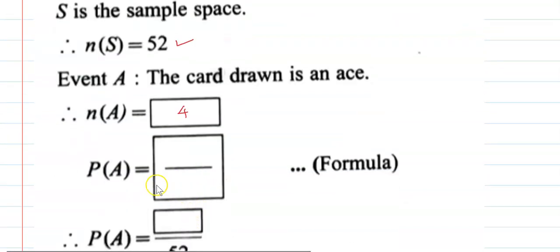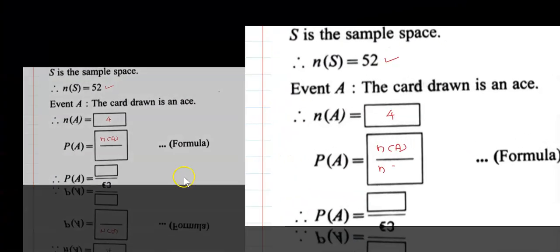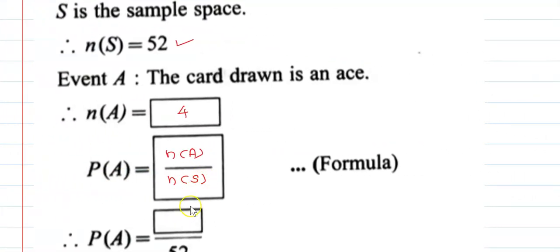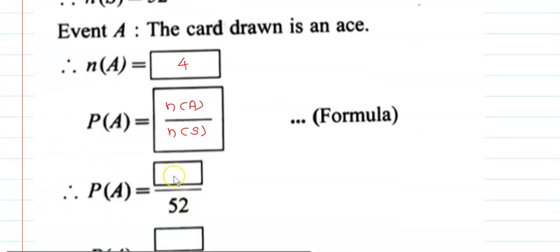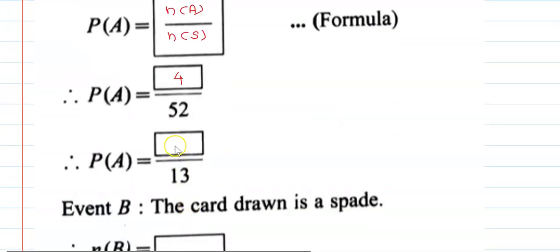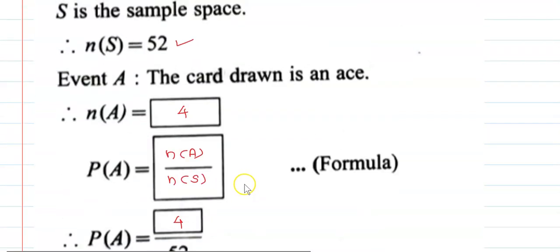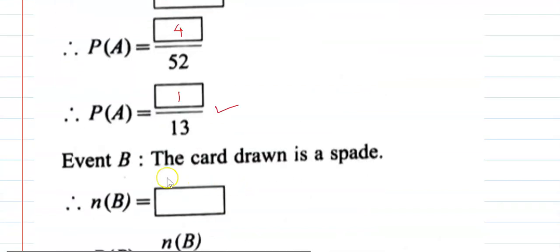And therefore, the probability P of A is n of A upon n of S. This is the formula. n of A is 4, so 4 upon 52, and if you simplify, then you will get 1 upon 13. This is the probability of drawing an ace card. Event B, the card drawn is a spade.